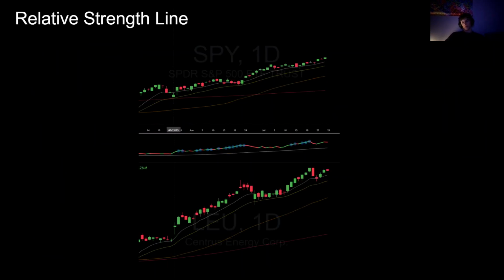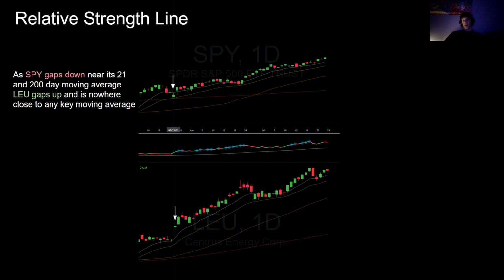So to get a little bit more into the relative strength line and understand what that means, relative strength in general, as a general concept, is just when the general market is in a downtrend or trading sideways, and an individual stock is trading upward, or is moving inversely to the rest of the market. So an example of this would be on this day here. We can see that SPY gaps down and it's right onto its 21-day EMA and its 200-day SMA. But during the same time, LEU is gapping up and it's nowhere close to these moving averages here.